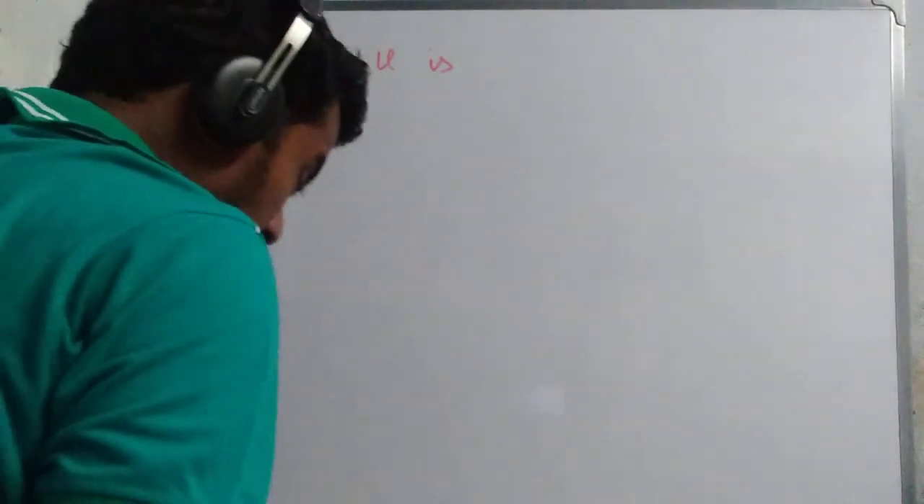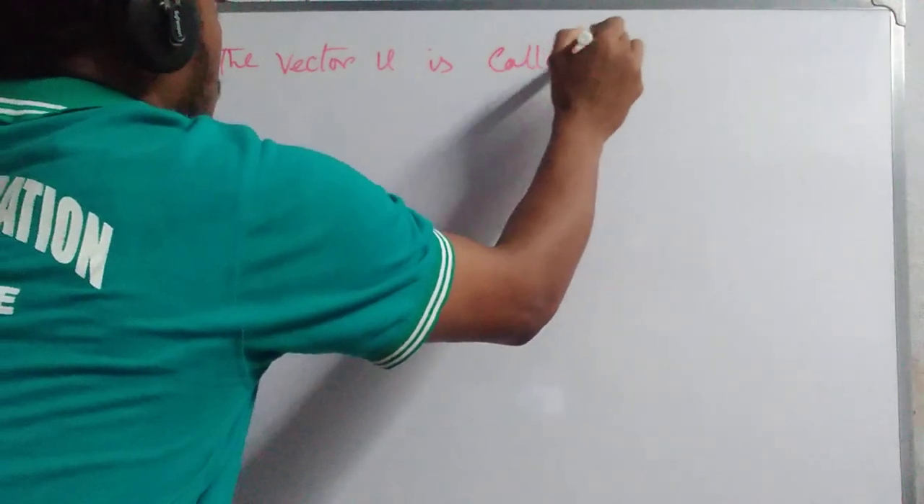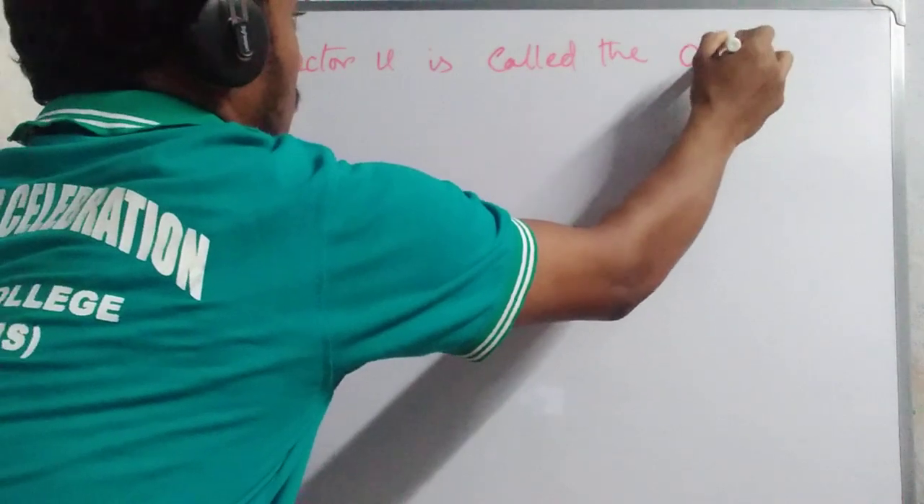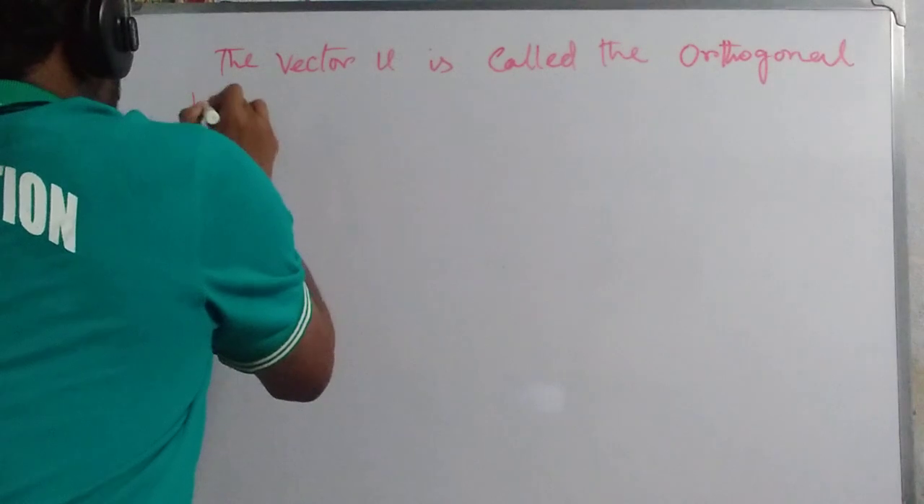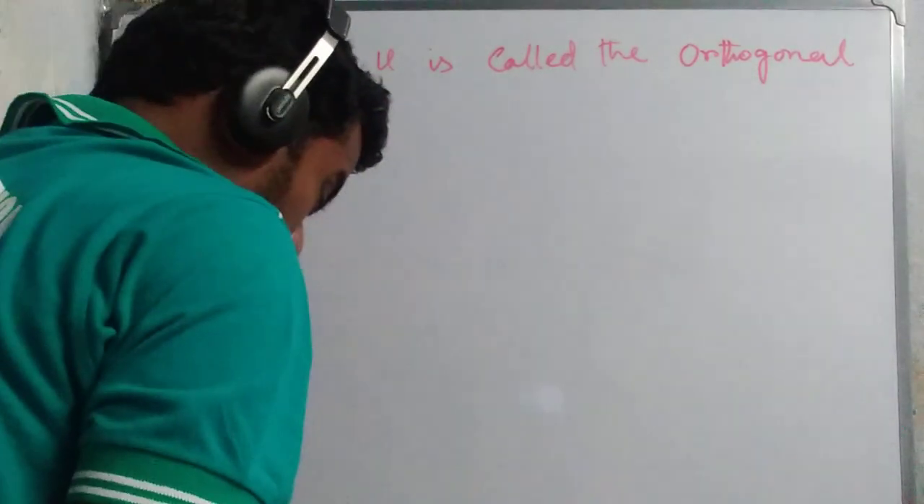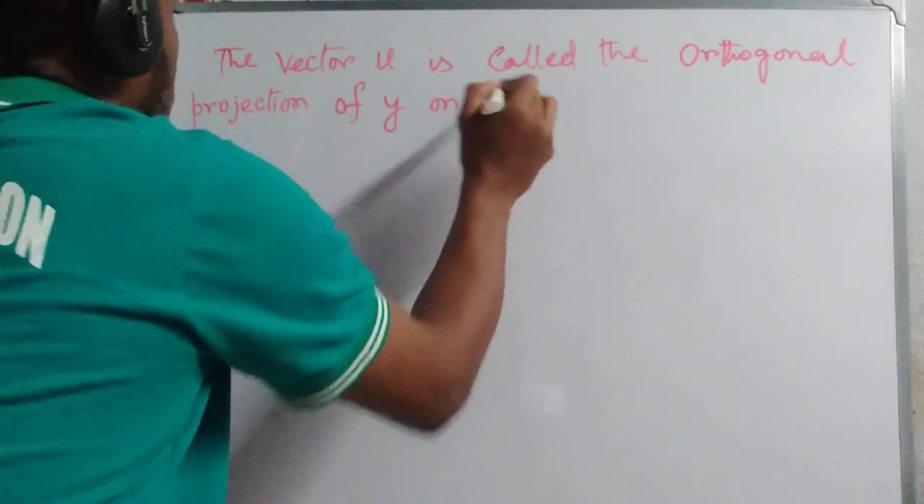That means we have to talk about the vector u, which is called the orthogonal projection of y on W.